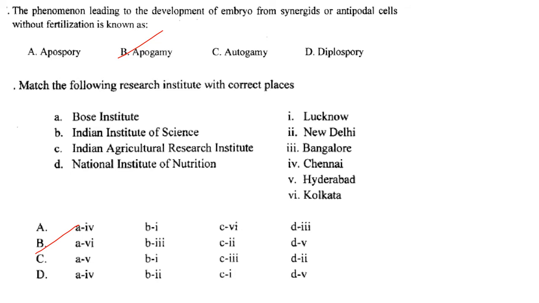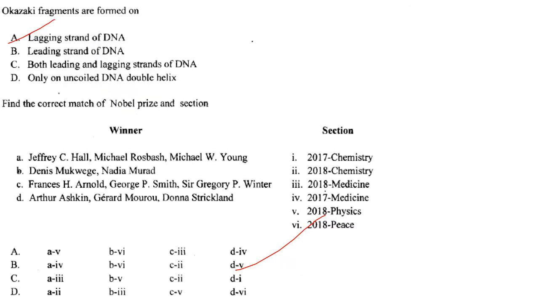Then match the following research institutes with correct places. So Bose Institute is Kolkata, Indian Institute of Science, IISc, is in Bangalore, Indian Agricultural Research Institute, C2, that is New Delhi, and National Institute of Nutrition, NIN, is in Hyderabad. So the answer is option B, A4, B3, C2 and D5. Next one, Okazaki fragments are formed on the lagging strand of DNA during DNA replication.